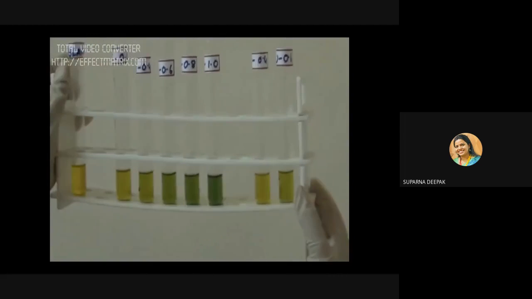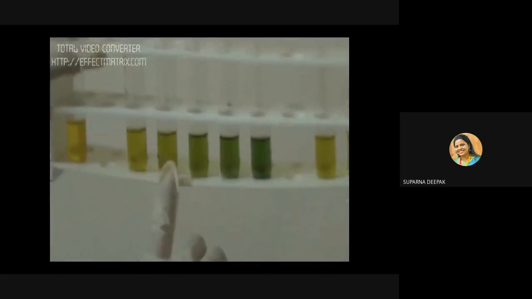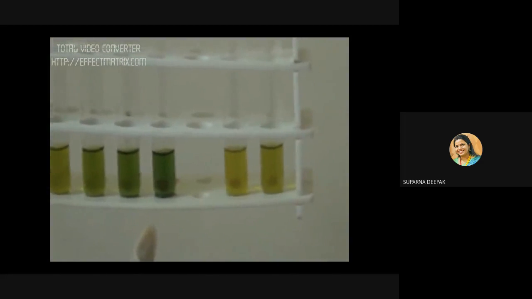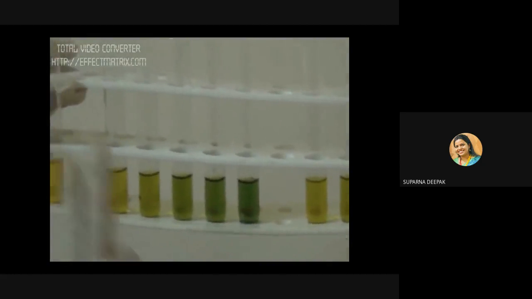Let's see whether the color is there or not. Here we can clearly see the complex color. As the standard concentration increases, the color intensity has increased. And by comparing the standard with the unknown, we can now get the concentration of the unknown sample.